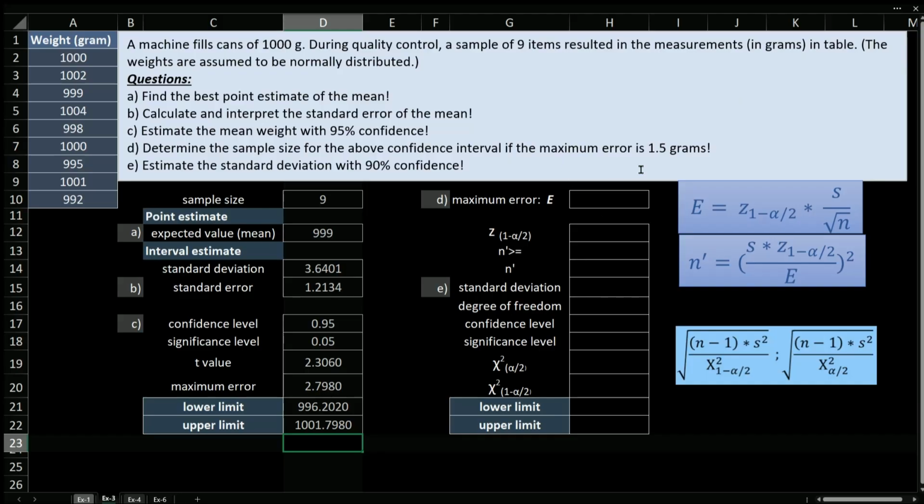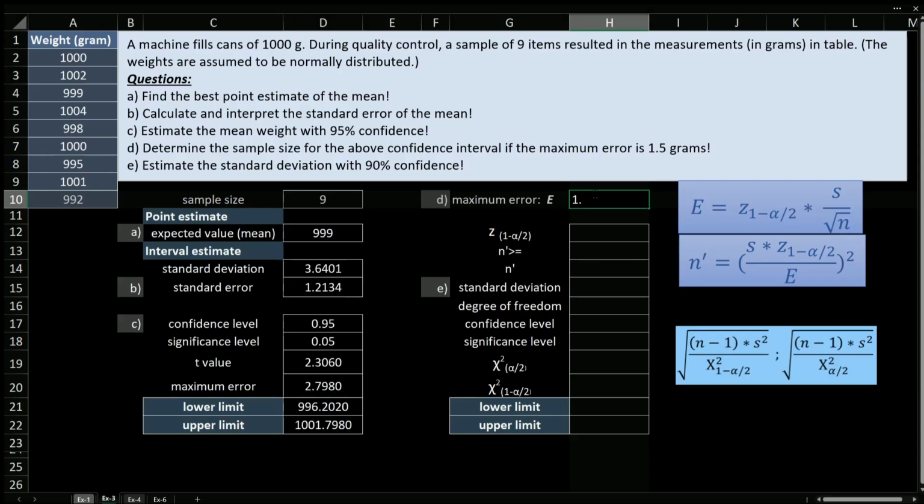Maximum error is given to be 1.5, and we want to find the sample size to have maximum error less than or equal to this 1.5. The relation between the maximum error and n, or sample size, is here. We know that to find maximum error, we need the sample size. And we are going to use z value only, not t value, since in t value we have another n in the degree of freedom, and we cannot solve this equation for n.